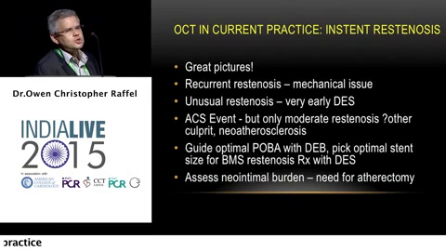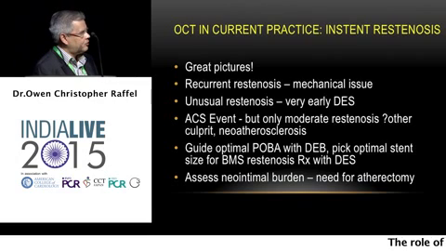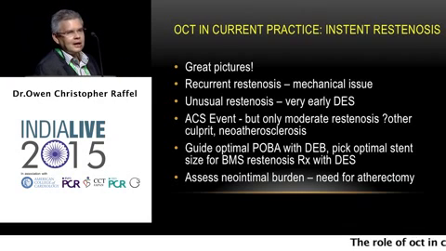If there's an unusual restenosis, for example, you don't expect them to come back with restenosis, early DES restenosis. If there's an ACS event, for example, and they only have moderate restenosis in the vessel, you want to look for whether there's any new atherosclerosis or plaque disruption distal to that in-stent restenosis. And sometimes it's actually quite good for guiding POBA with a drug-eluting balloon, or to pick the optimal stent size for bare metal stent restenosis if you're treating it with a drug-eluting stent, particularly if you do not know what the size of the original stent was.